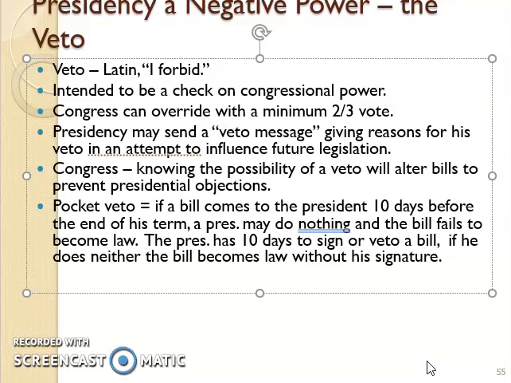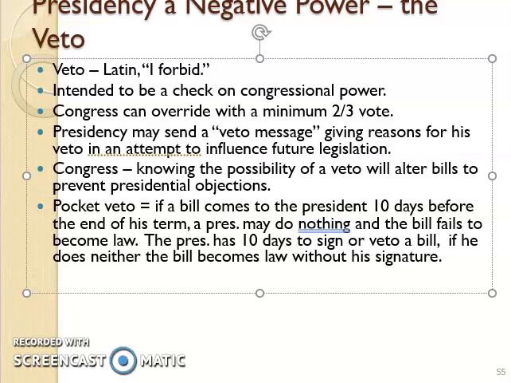So this pocket veto is the idea that a president can veto legislation if it's at the end of a congressional term. So if Congress's term ends at the end of December and they give him a piece of legislation on Christmas Eve, December 24th, there's not 10 days left before the end of the congressional term. If the president does nothing, the bill doesn't become law because it hasn't gone through that 10-day waiting period.